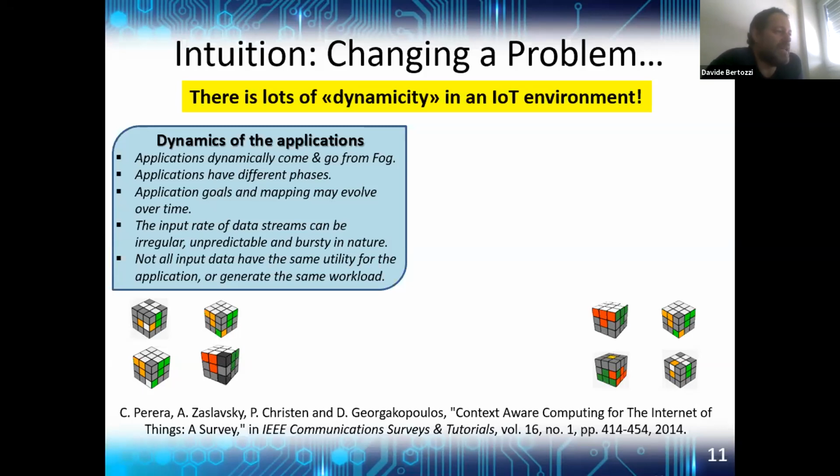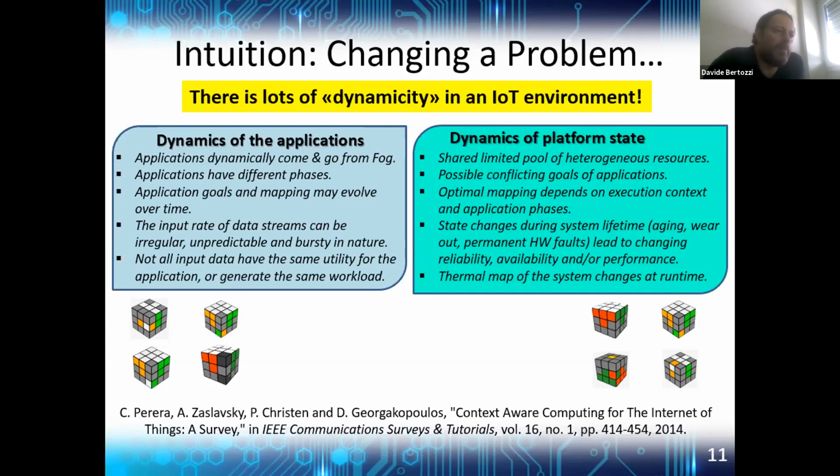Moreover, the input rate of data streams sensed from the environment can be irregular, unpredictable, and vast in nature, depending on what happens in the surrounding environment. Last but not least, not all input data have the same utility for the user. For instance, your camera may keep getting pictures that are very similar until something different happens, and at that point, the new set of images have a lot of importance for the end user.